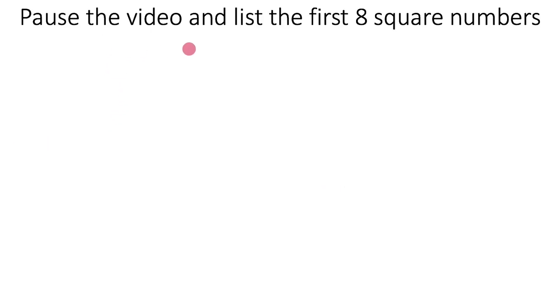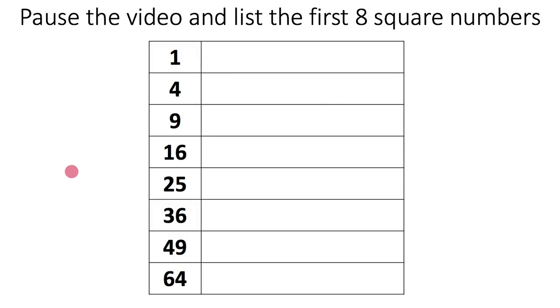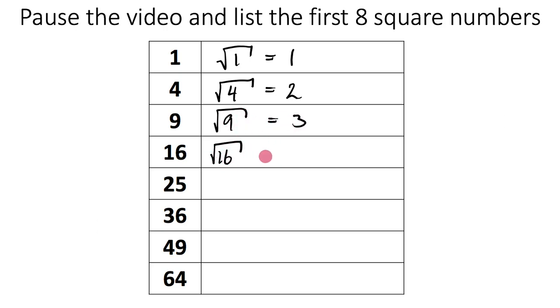So, pause the video and list the first 8 square numbers. How did you go? Hopefully you got these answers right here. And the reason why these are square numbers is because when we square root them, we get out a whole number. So the square root of 4 equals 2. The square root of 9 equals 3. The square root of 16 equals 4. They're whole numbers. I'm not getting any decimal places. So these are what we call square numbers. When we square root them, we get out whole numbers. And also remember, they're squared because when I go 5 times 5, I'm going to get 25.